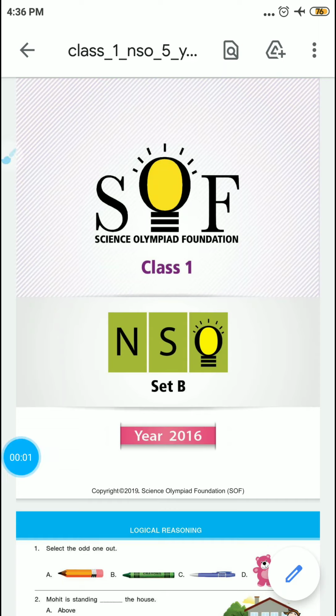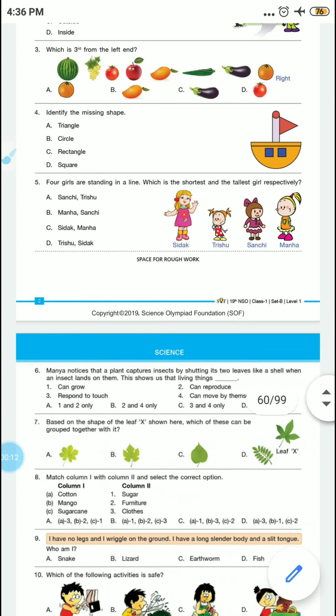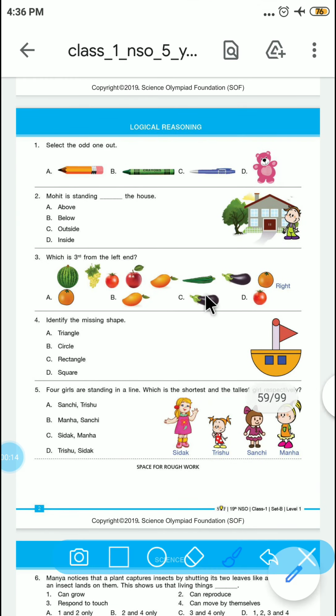Hello everyone. Today we are going to solve class 1 NSO set B of 2016. So let's begin the solution. The first section is logical reasoning.